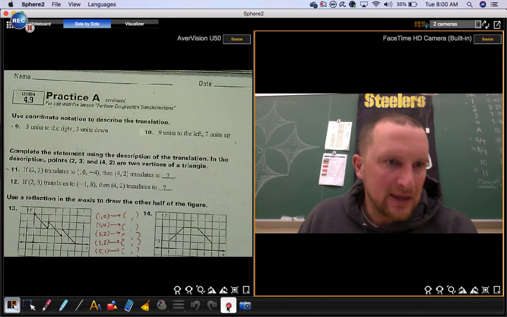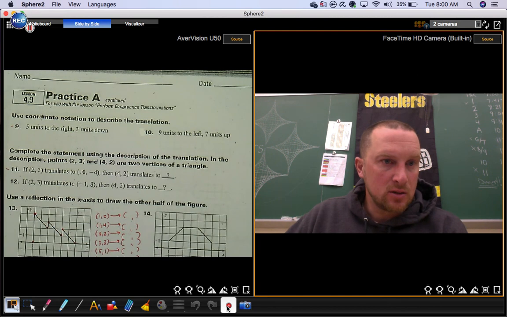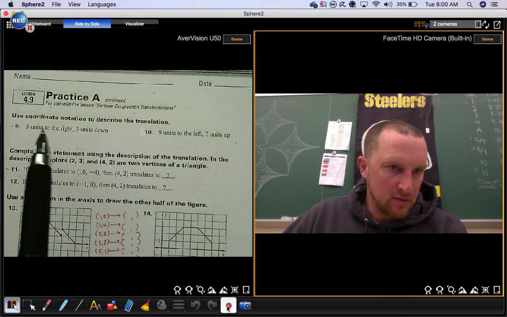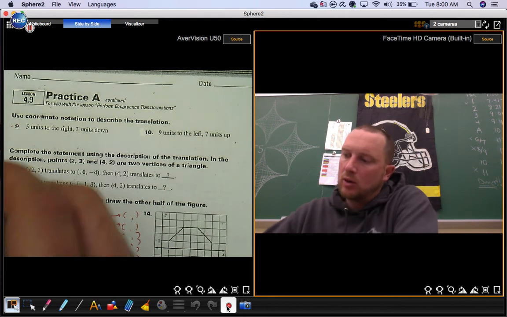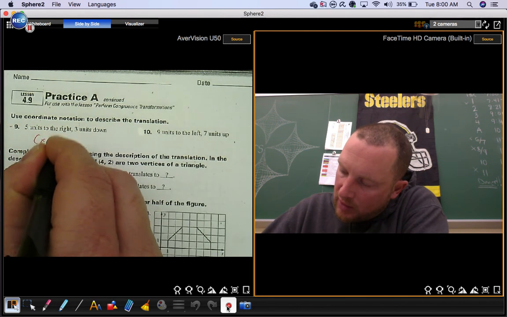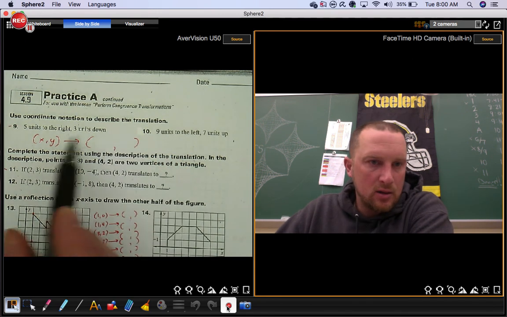Section 4.9, we're going to use coordinate notation to describe the translation. So we're going to slide a figure 5 units to the right, 3 units down. How does that look? Well, if you flip back over on the other side, you're taking every single ordered pair (x, y) and you're moving it.